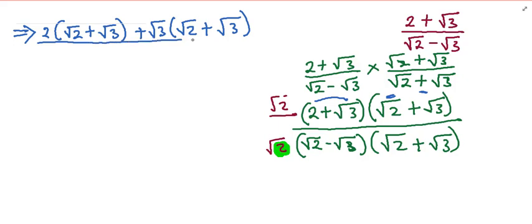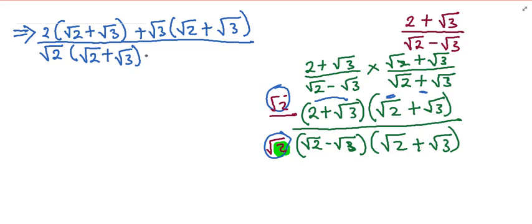All over, so we're having right here this, please don't let this distract you. So root 2 multiply everything here. Root 2 brackets, that is this root 2 multiply by everything here, root 2 plus root 3, okay, and that is root 2 plus root 3, and then minus root 3 bracket root 2 plus root 3.